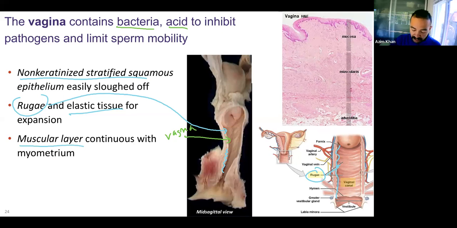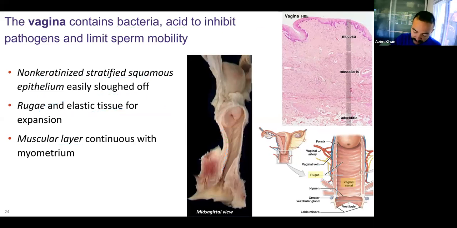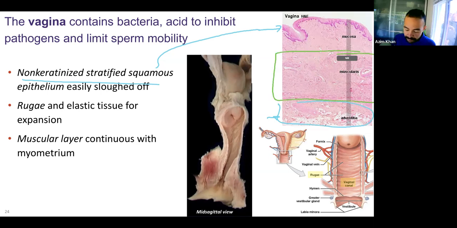If you take a look at the histology at the top right, you can see in the mucosa layer that non-keratinized stratified squamous epithelium. By this point, we're not within the peritoneal cavity, so the very outside is adventitia. And again, you have a large muscular layer continuous with the myometrium.